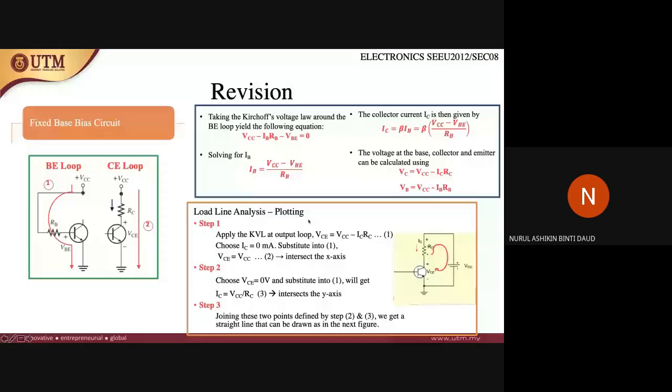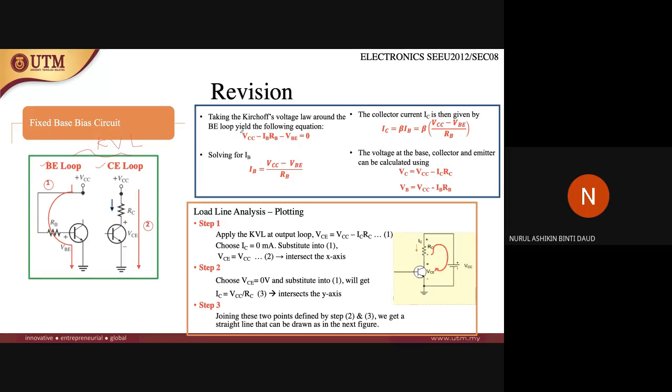Okay, so a little bit of quick recap from yesterday's class. Yesterday we learned about the fixed base bias circuit. To solve this circuit, first of all, you need to divide the BE loop and the CE loop, after you replace the capacitor with an open circuit. Then you need to use the Kirchhoff voltage law to solve the equations.